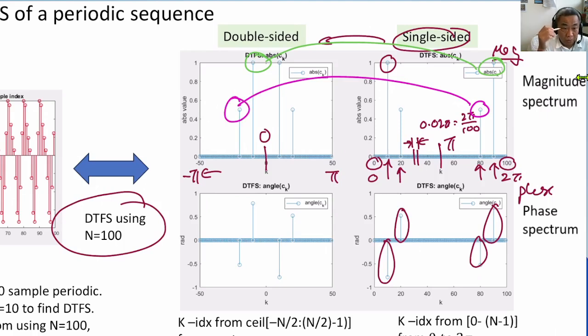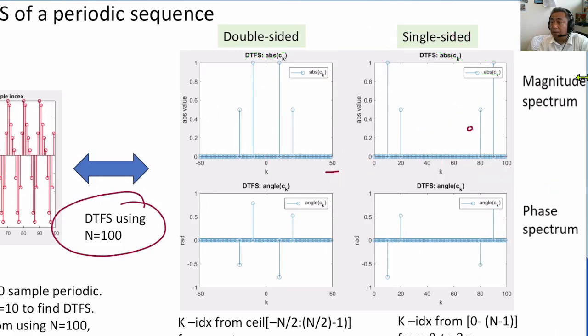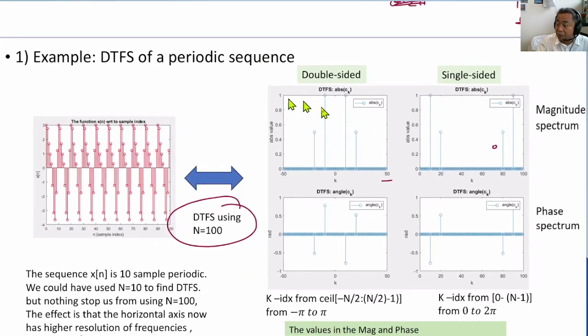The reason is that the magnitude spectrum and the phase spectrum are periodic with 2 pi. Now, what I'm trying to share with you is the interpretation of DTFS from the signal, 100 samples, and what the DTFS will generate. How it generates this, we'll explain later. But this is one of the most important pieces of information that you should retain: when we perform DTFS and generate the spectra, how are we going to interpret it?